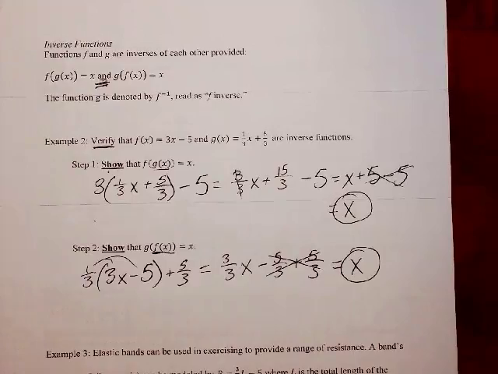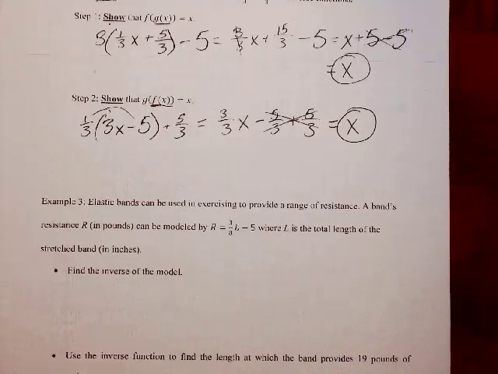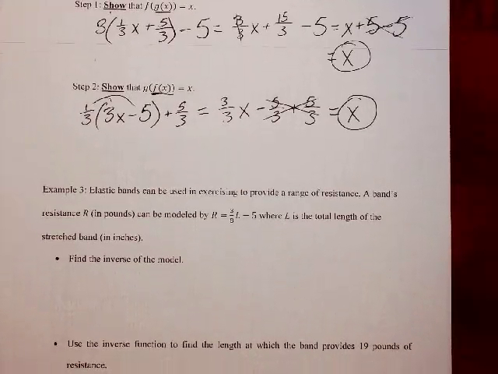So, example 3. Elastic bands can be used in exercising to provide a range of resistance. A band's resistance in pounds can be modeled by R equals 3/8 L minus 5, where L is the total length of the stretched band in inches. Find the inverse of the model.